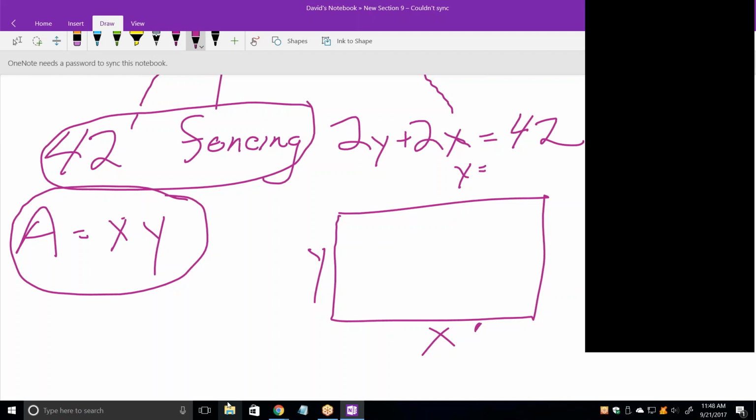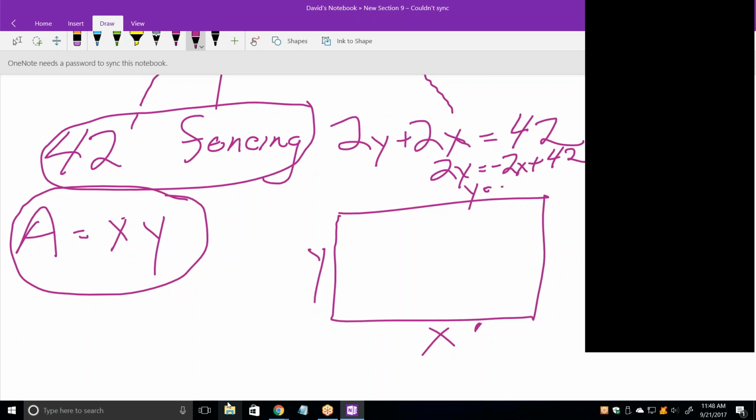Well, to put the x on the other side, yeah, you'd subtract 2x. So 2y is equal to minus 2x plus 42. What's y equal to? Yeah, you would divide both sides by 2 at this point. Okay, so then you get y equals negative 2x over 2.